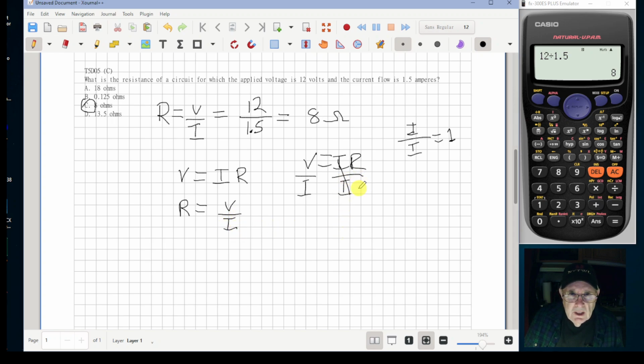And then lastly, let's solve the equation for I. So V equals IR. What do I need to do? Well, there's my variable I. What's being done to it? It's being multiplied by R. How do I undo multiplication? I divide. And I have to do it to both sides of the equation, and I'm going to divide by R.